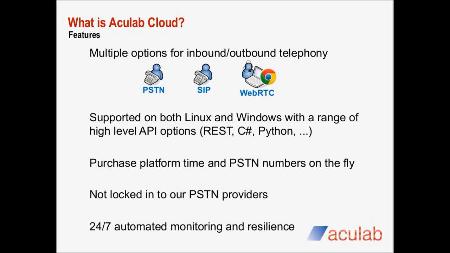Aculab Cloud is supported on both Linux and Windows, and you have a range of different APIs that you can use. So we have C#, for example, Python, Java, and the REST API as well. Now, since Aculab Cloud is telephony resources that you do not need to worry about, we have a 24/7 system that monitors and looks after the cloud system as a whole, and there's a lot of backup and resilience behind the scenes. So for you, the customer, you shouldn't really worry about things like that. You should just use Aculab Cloud for resources as and when you need it.